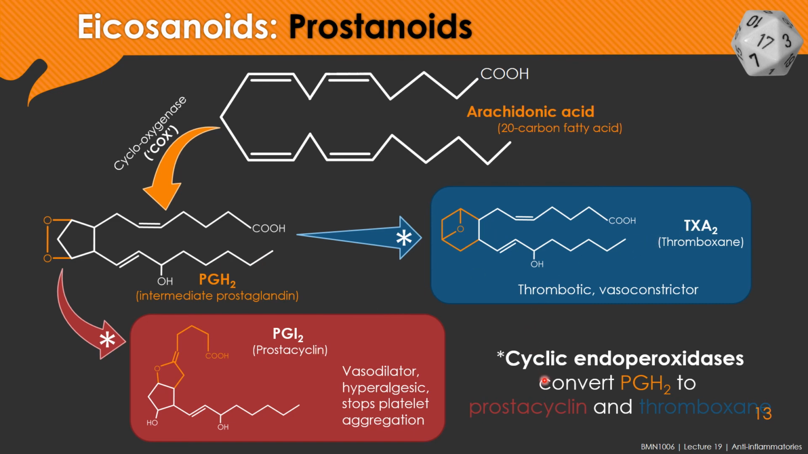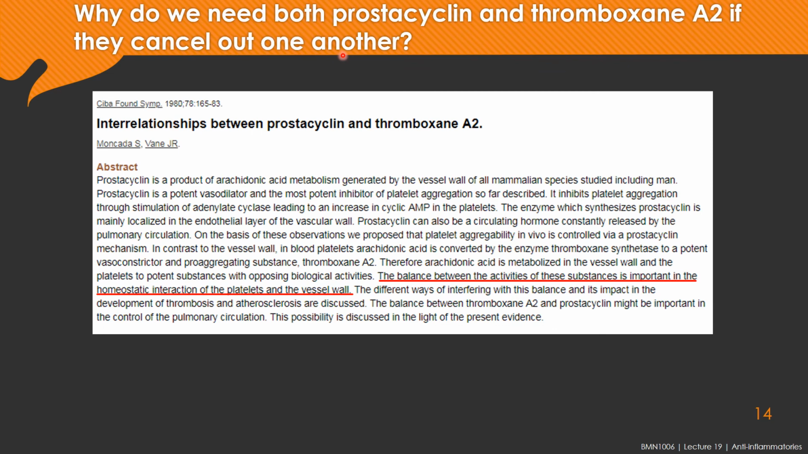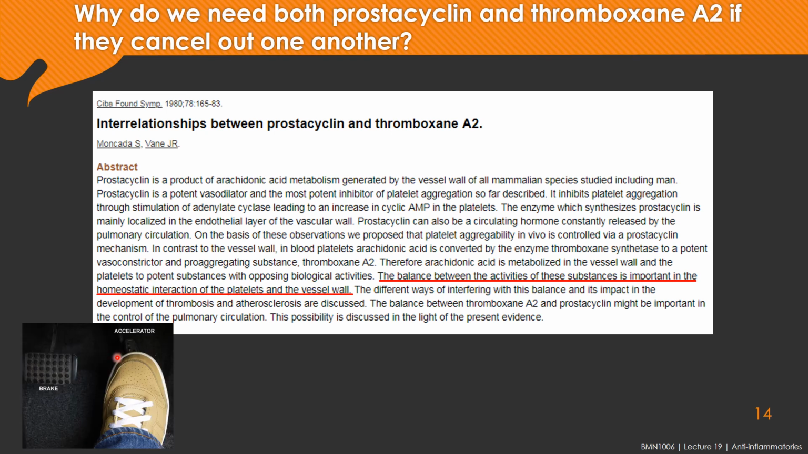Now, here comes the question. Why do we need both prostacyclin and thromboxane A2 if their effects basically cancel out one another? Well, here is the answer. Because we need them to achieve a balance in homeostatic as well as hemostatic interaction. So it's like how you need both the brake pedal and the accelerator in driving to strike a balance.